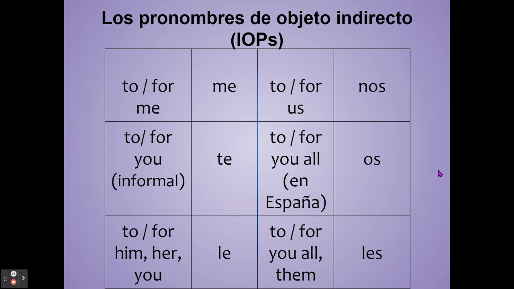So the indirect object pronouns, to or for me is me. To or for you informal is te. To or for him, her, or you is le. To or for us is nos. To or for you all in Español, only in Spain, is os. And to or for you all or to or for them is les.